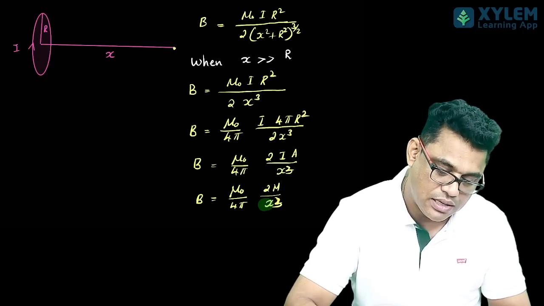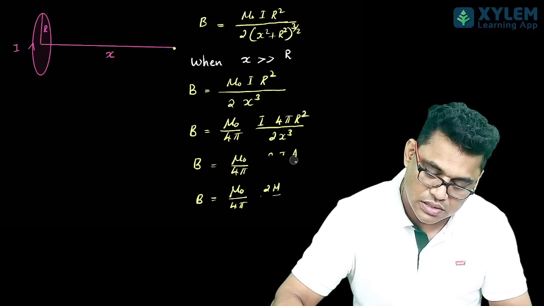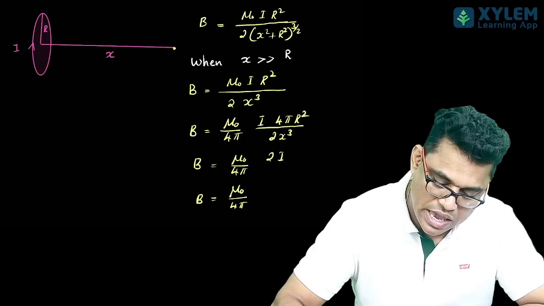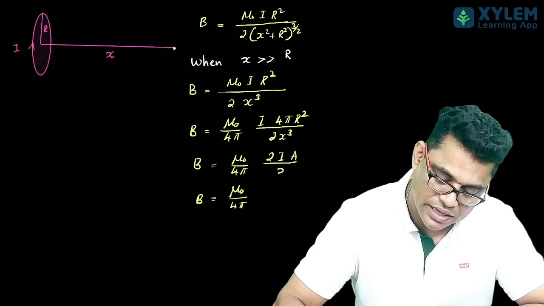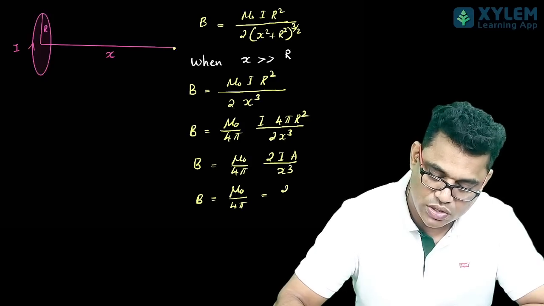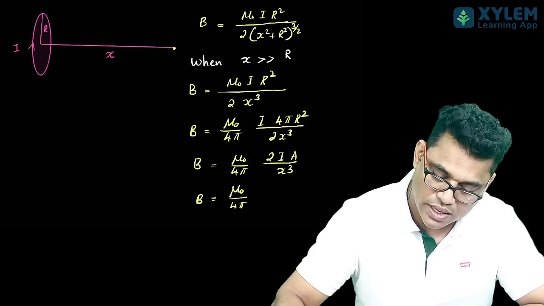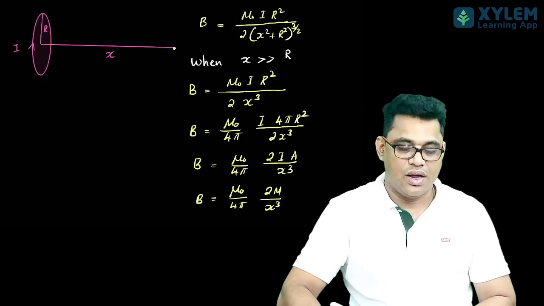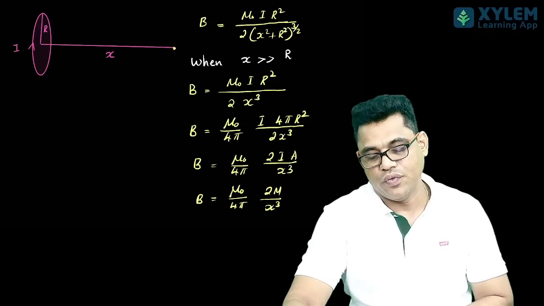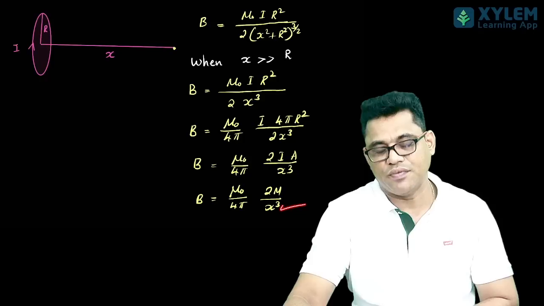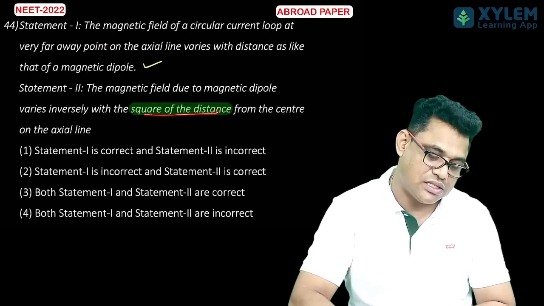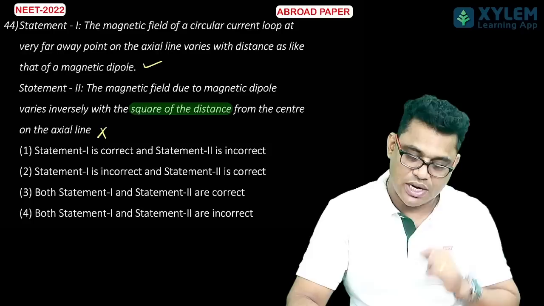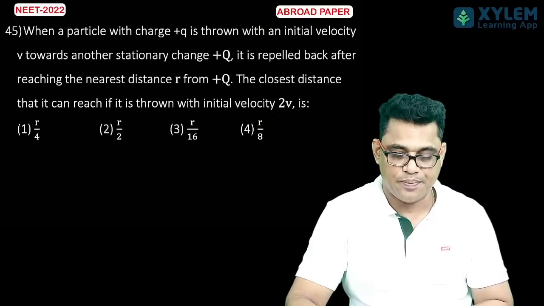Let me write it neatly here. Let me write that part once again. This is 2IA divided by x cube. That is nothing but 2m by x cube. Therefore, the magnetic field of a bar magnet varies inversely as the cube of the distance. Here it is given that the square of the distance, which is wrong. Therefore, the second statement is wrong. Statement 1 is correct and statement 2 is wrong. First one is the right answer.